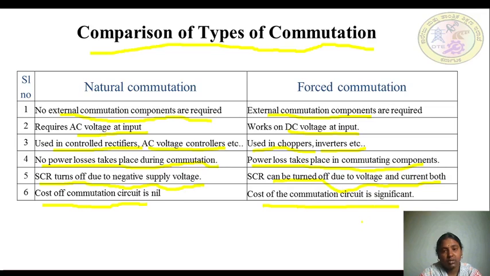So according to this, if you compare natural commutation by all these points, we can see that the natural commutation process is very simple in nature. The circuit is very simple. But in the same thing, a forced commutation circuit, the complexity is more. So the complexity of the forced commutation is much higher compared to natural commutation.